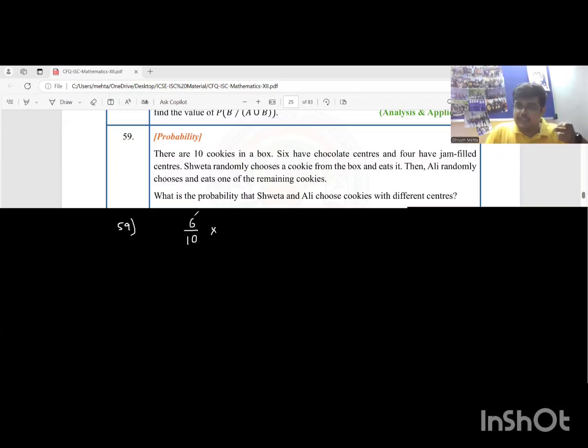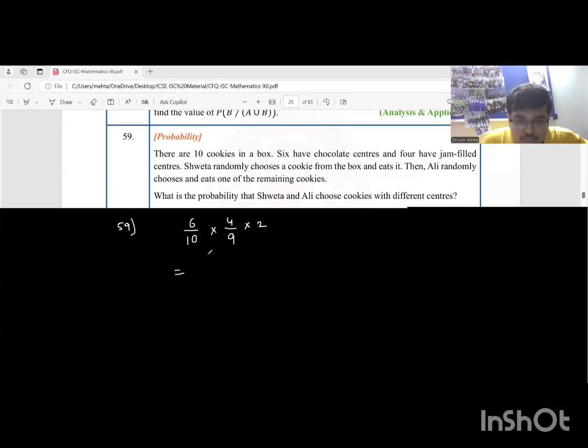Now from the remaining cookies, Ali is choosing a different cookie, which is a jam-filled cookie. So that is going to be 4 by 9 because it's remaining cookies. Now do you understand, students, we have discussed the case where Shweta is choosing a chocolate center cookie, but it's a possibility that in the next possibility, she chooses a jam-filled cookie. And therefore, students, we will have to multiply this with 2.